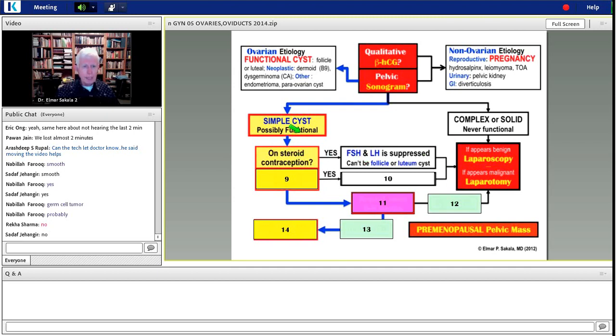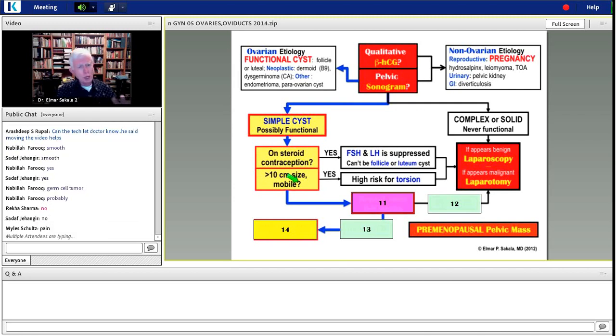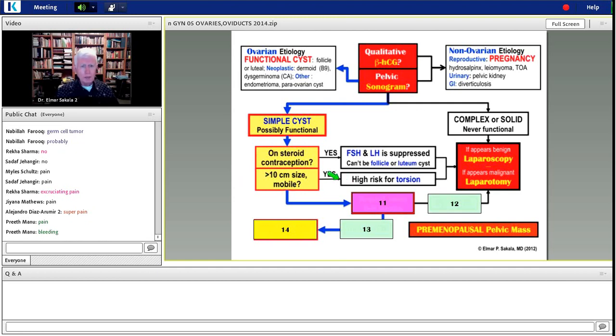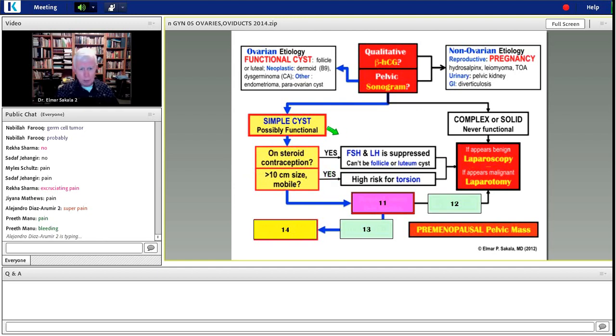All right. If she's not on steroid contraception and it is a simple cyst, the next question is, how big is it? And is it mobile? If it is over 10 centimeters in size and if it is mobile, you've got a high risk of torsion. What will be the symptoms if you have torsion? You're going to have acute onset of unilateral pain in the presence of a pelvic mass, right? That's torsion. And so if it's large and mobile, you may need to be aggressive and not be conservative and do surgery and take it out.